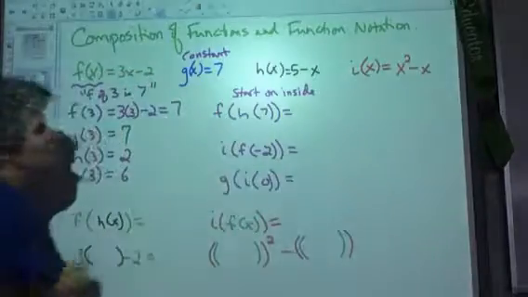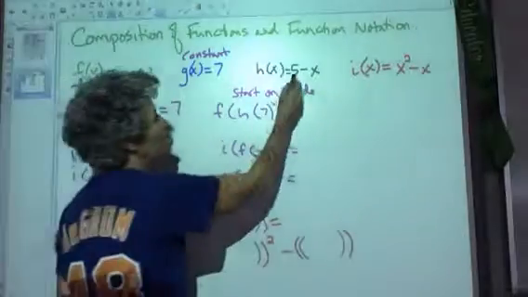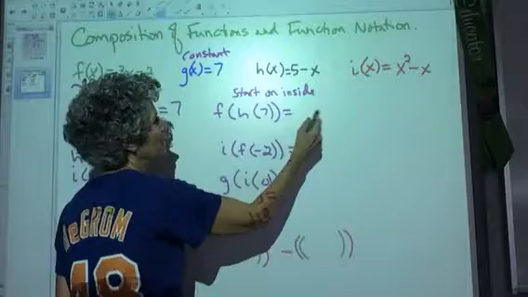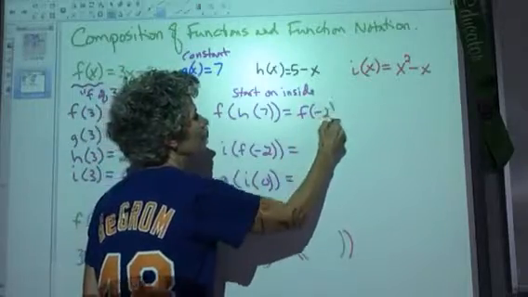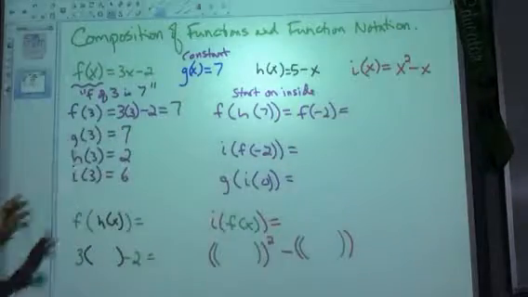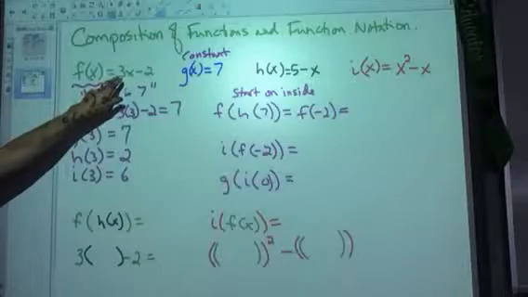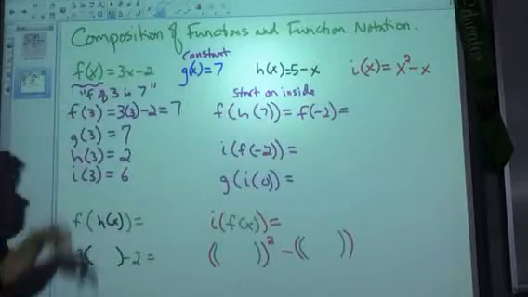So the inside says h of 7. If I do h of 7, I get 5 minus 7, which is negative 2. So I'm going to do f of negative 2. Then I have to go and find the f function. F of negative 2 is here. That would be negative 6 minus 2, negative 8.